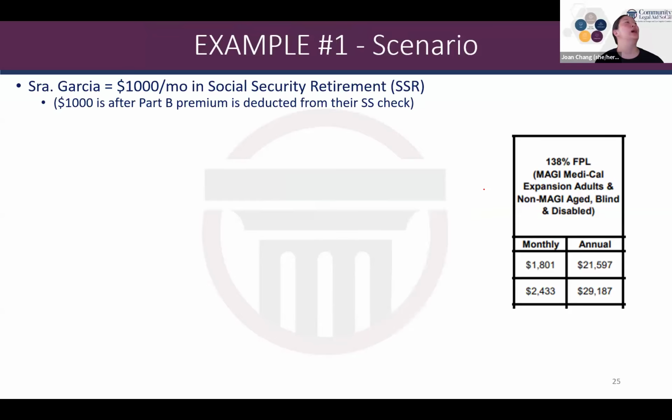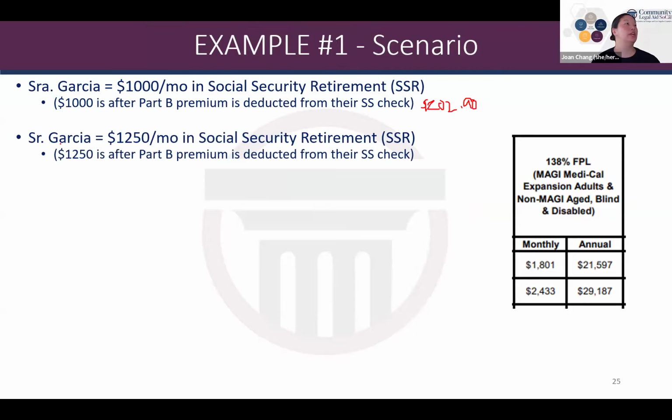So let's talk about Senora Garcia. She gets $1,000 in Social Security retirement. I'm just making assumptions in this example, or hypo. The $1,000 is after her Part B is already deducted, the $202.90. This is after that's already been taken out.